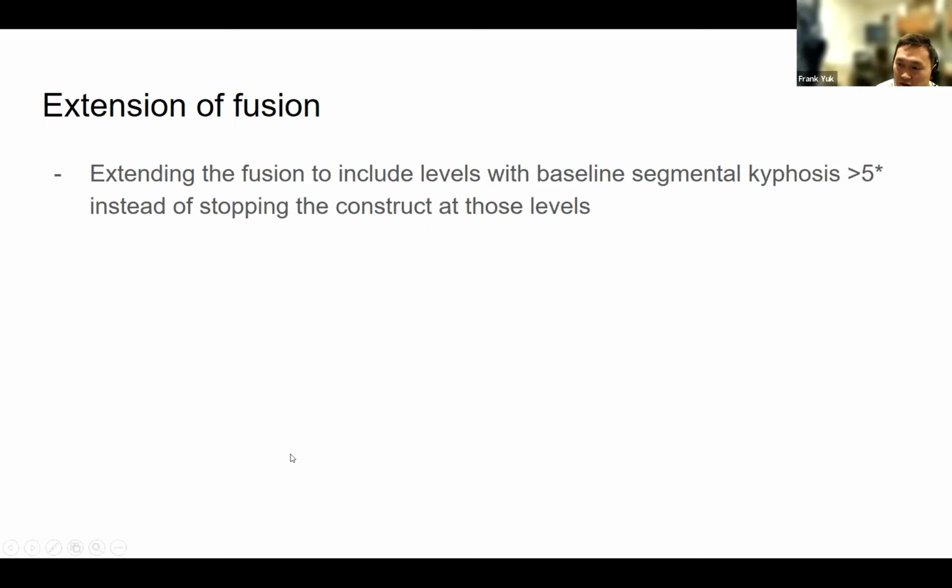So one theory is to extend the fusion during the index surgery to include levels with baseline segmental kyphosis greater than 5 degrees, instead of stopping the construct at those levels where you think it's going to already break down and predict PJK. That's been one theory, but of course, then you require much larger surgeries and may even have to instrument through the thoracic kyphosis, which is a much larger surgery than you originally anticipated.